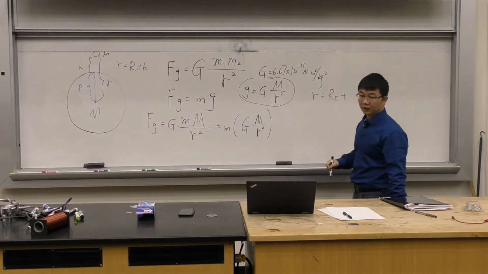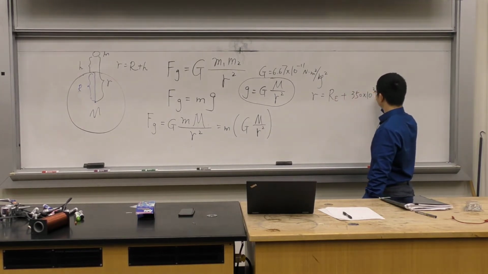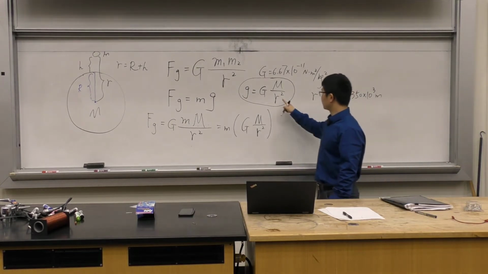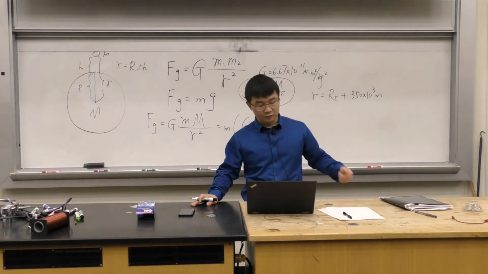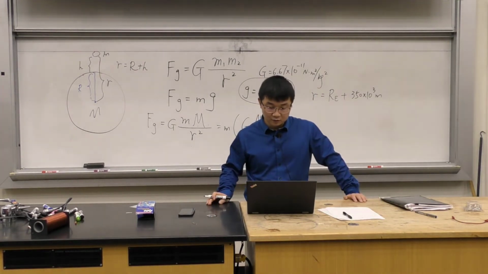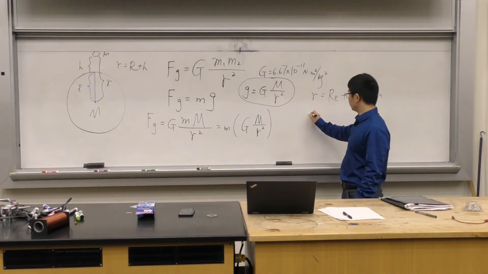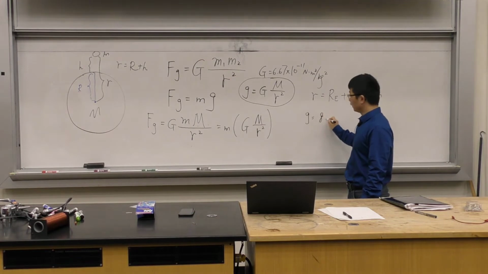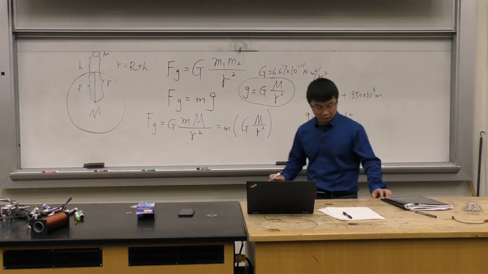Remember, convert the height to meters. All right, so that's the R you're going to plug in. That's the only difference, okay? And then, again, pause the video, do the math yourself, see if you can get the same answer I get. All right, so in this case, you will get 8.83 meters per second squared, okay?